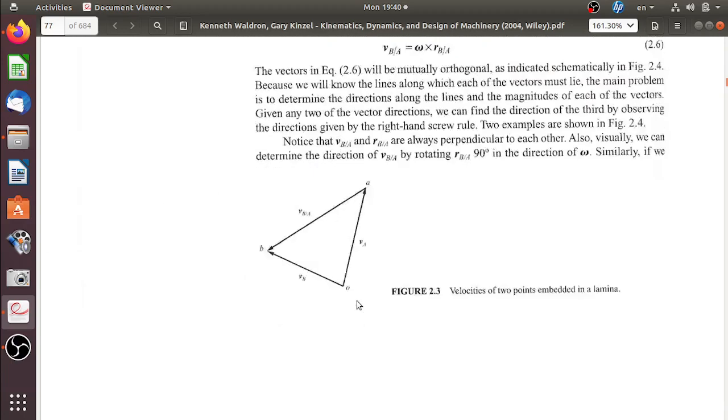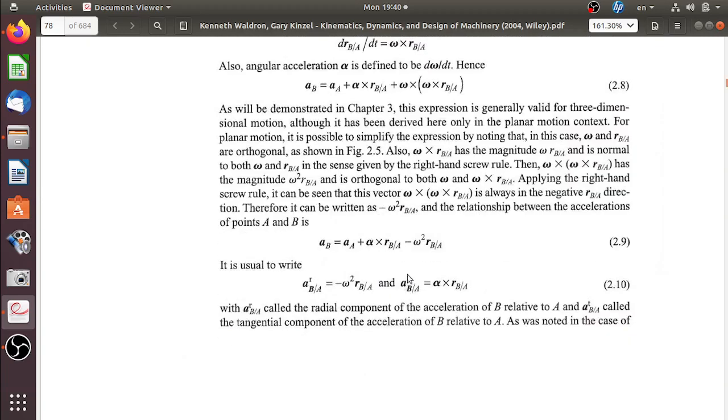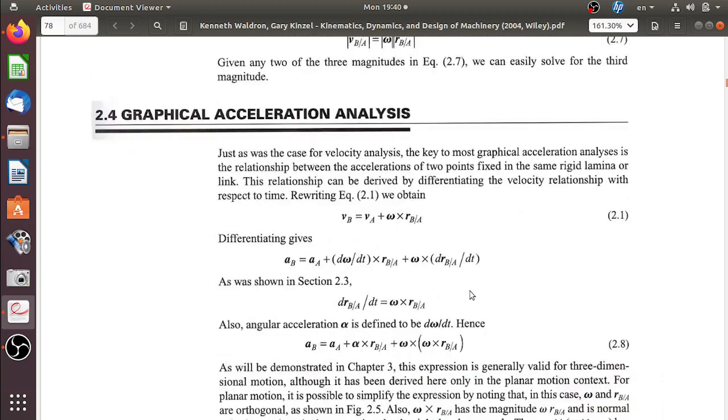So that's about alpha cross RB/A, and we call that particular term the tangential component. Why tangential component? Because when I draw a circle by fixing A, with AB as a radius, then that component will be tangent to that curve. Because of that, we call this particular term the tangential component.